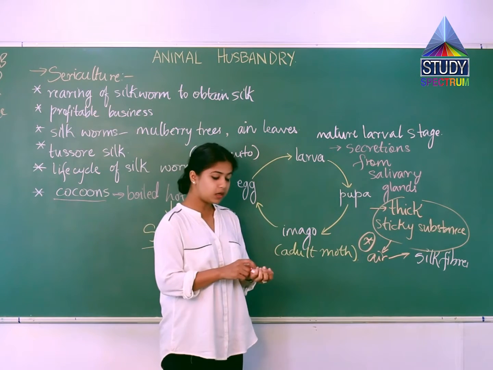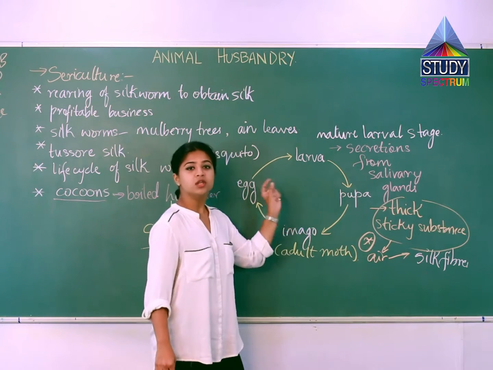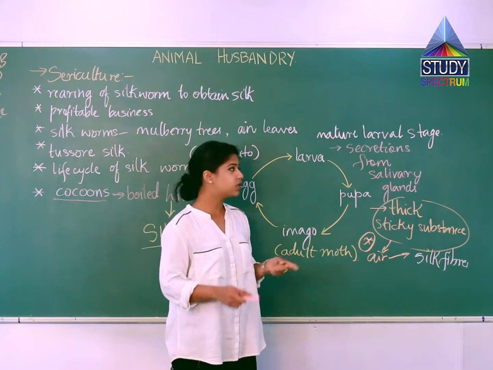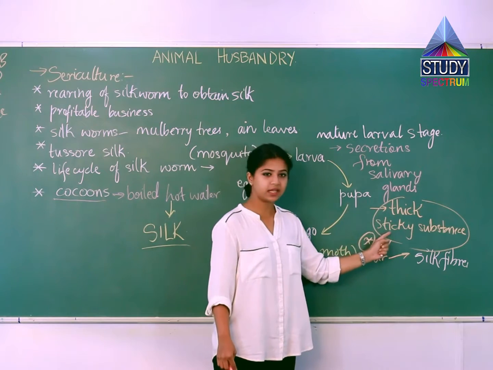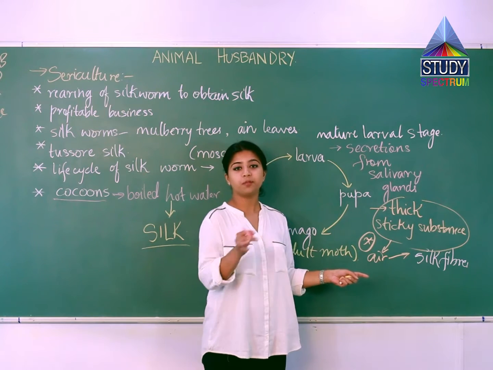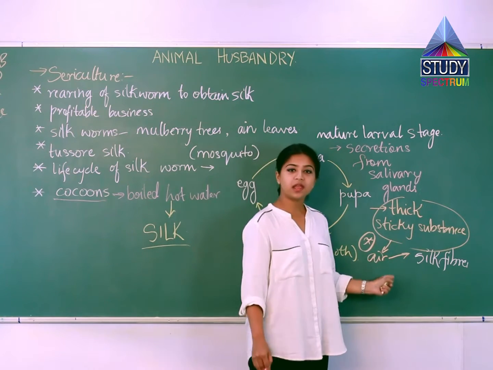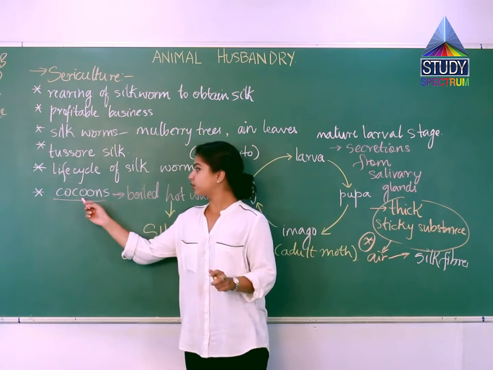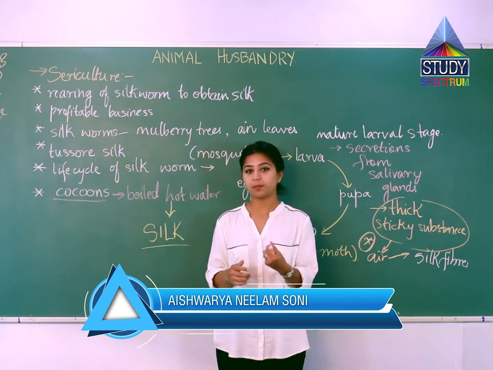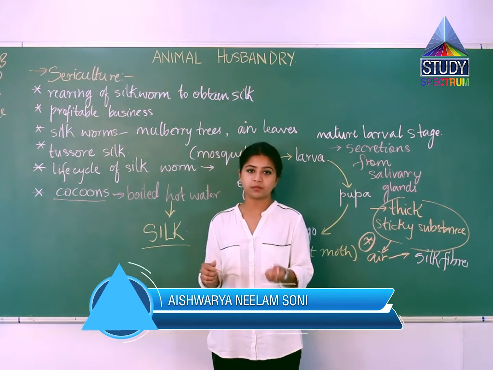Along with that, we learned the exact stage where the secretions were seen. The secretions were seen at the matured larval stage in the salivary glands. The salivary glands secreted a thick sticky substance that, when it came in contact with the air, was the major factor affecting the formation of silk. Finally it formed a cocoon. This cocoon was nothing but the larva enwrapping itself completely with this sticky substance that became hard when it came in contact with air.